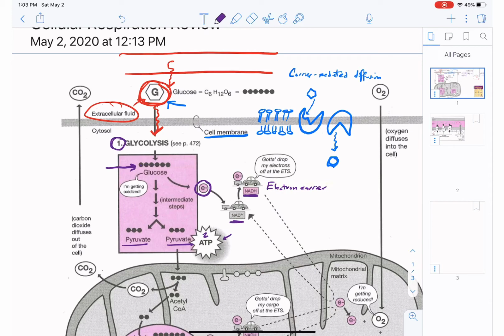A couple other things I want to point out here or address. Where in the cell is glycolysis occurring? Is it occurring within an organelle? It's not. Glycolysis is occurring in the fluid of the cell, in the cytosol of the cell.